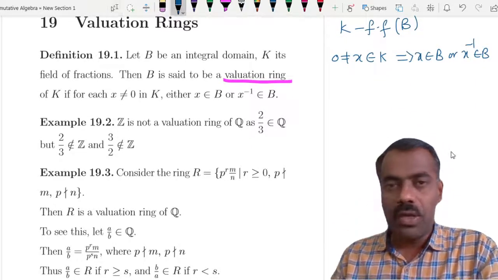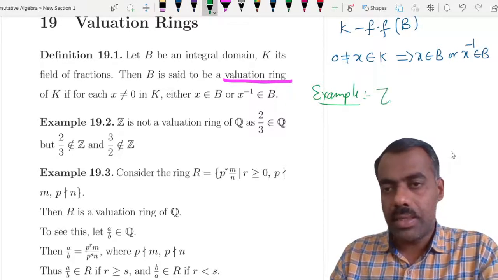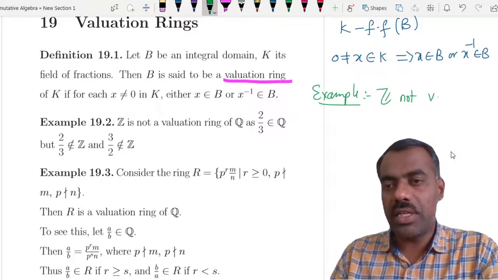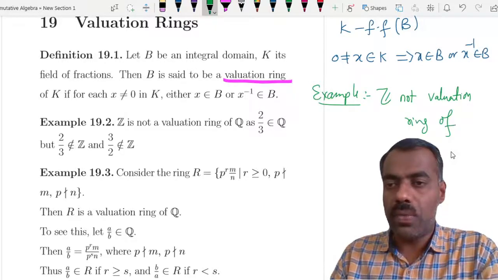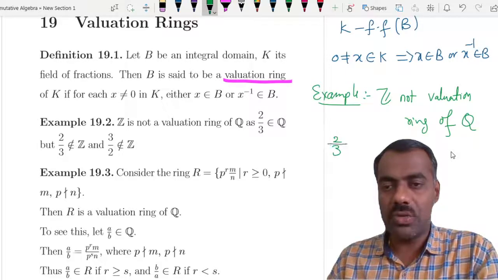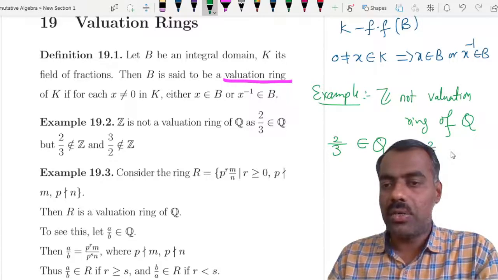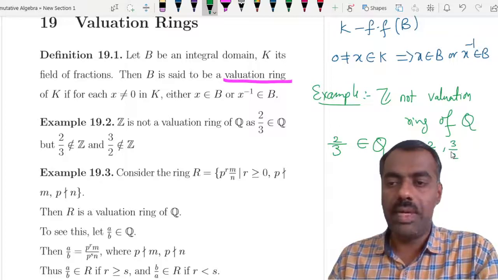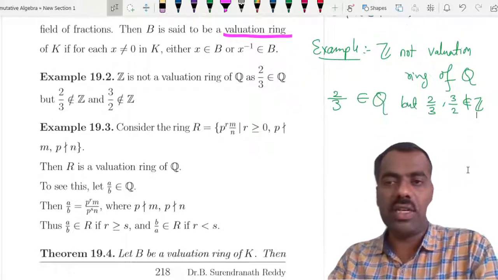So you can quickly see, in an example, that Z is not a valuation ring of Q. Why? Because you can find many elements, say 2 upon 3, which is a rational number, but neither 2 upon 3 nor 3 upon 2, which is its inverse, is in Z. Therefore Z is not a valuation ring.